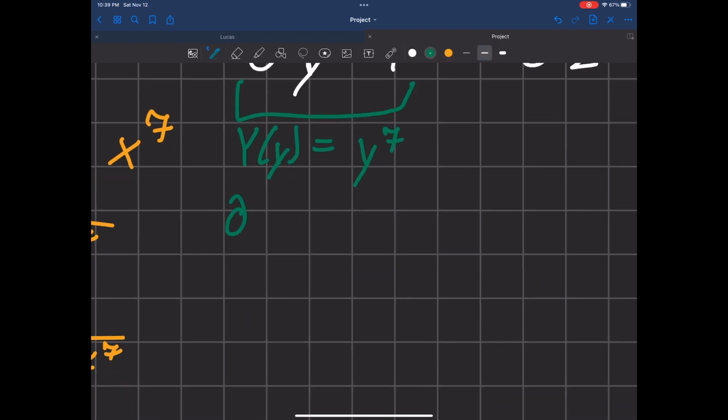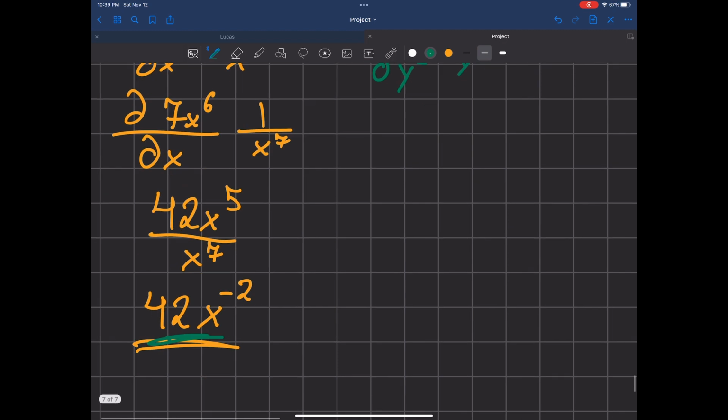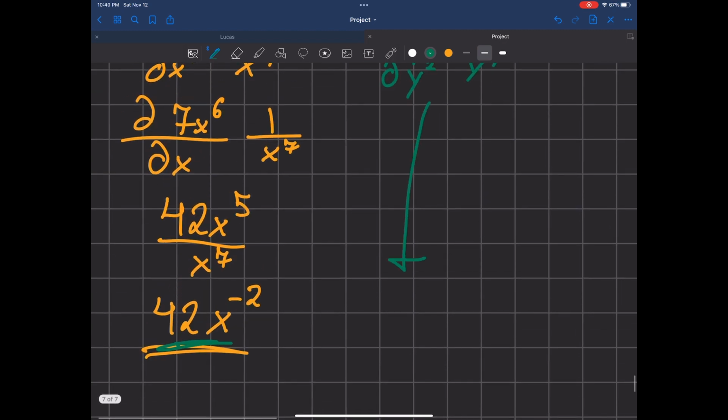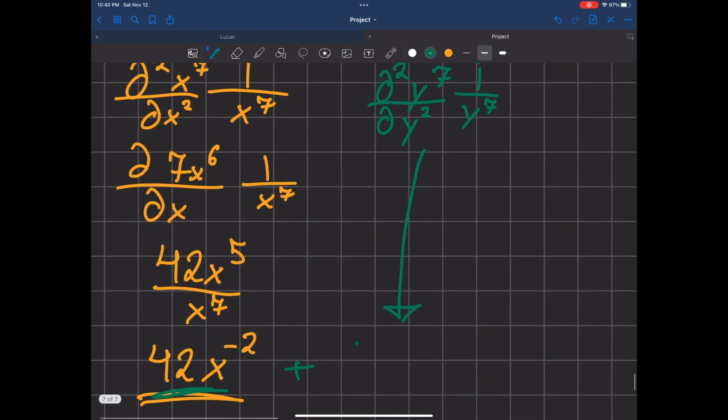So again, we do this, y to the 7, we plug it into our formula. We're going to have 1 over y to the 7, and we know that we're going to get the similar thing as we got here. So I'm just going to write that right there. Plus 42 y to the negative 2.